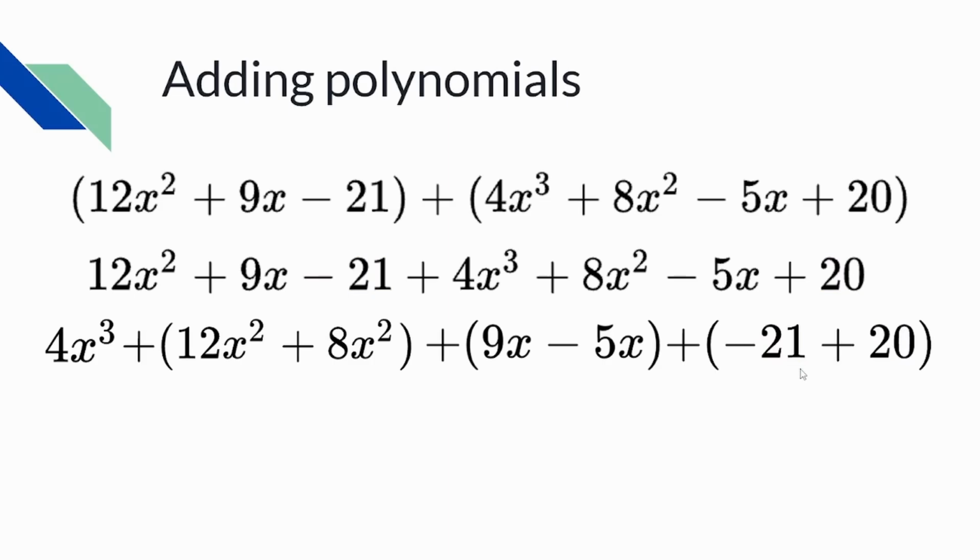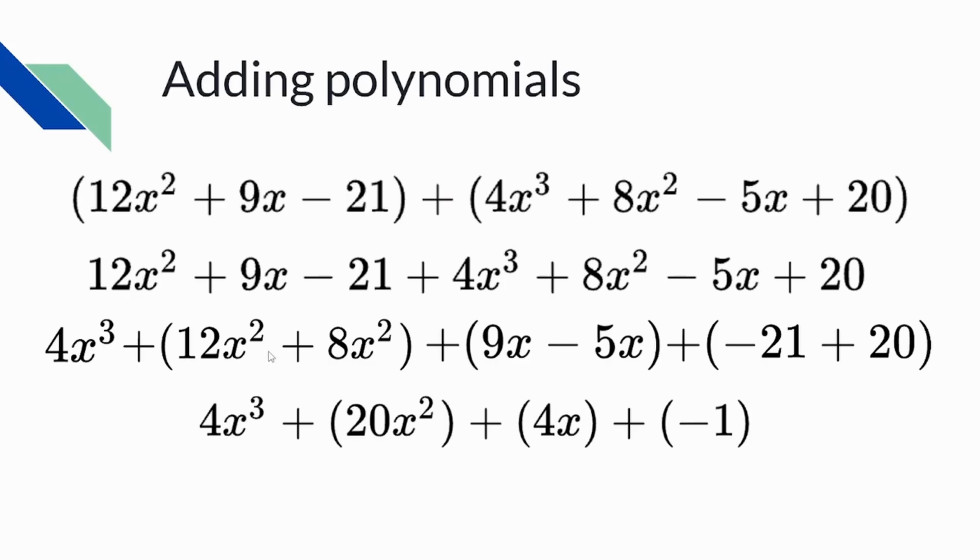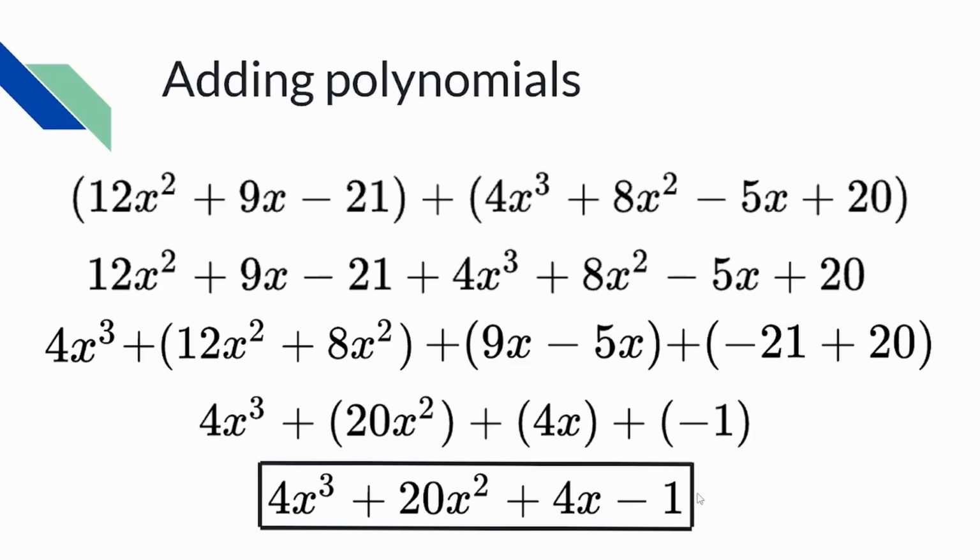All right, the next step, we just want to clean up the business in parentheses, right? 12x squared plus 8x squared is 20x squared, okay? 9x minus 5x is 4x, and negative 21 plus 20 is negative 1. So for the next step, we just get rid of the parentheses, right? Adding by a negative number is subtraction, okay? So this is my final answer.